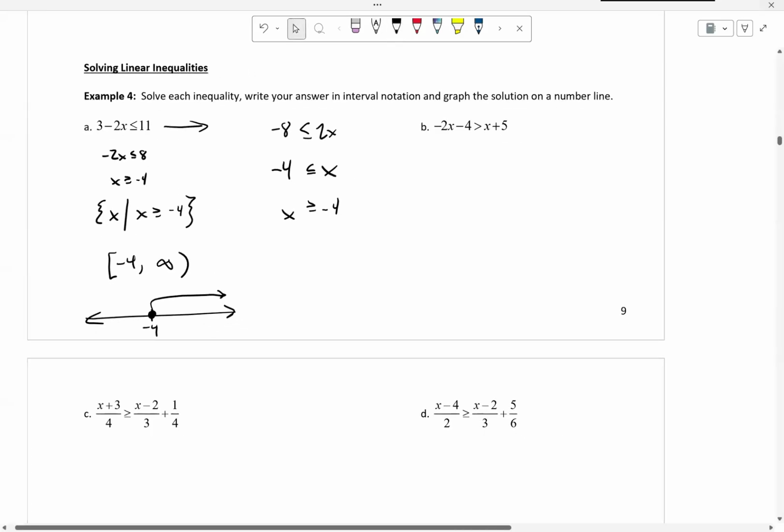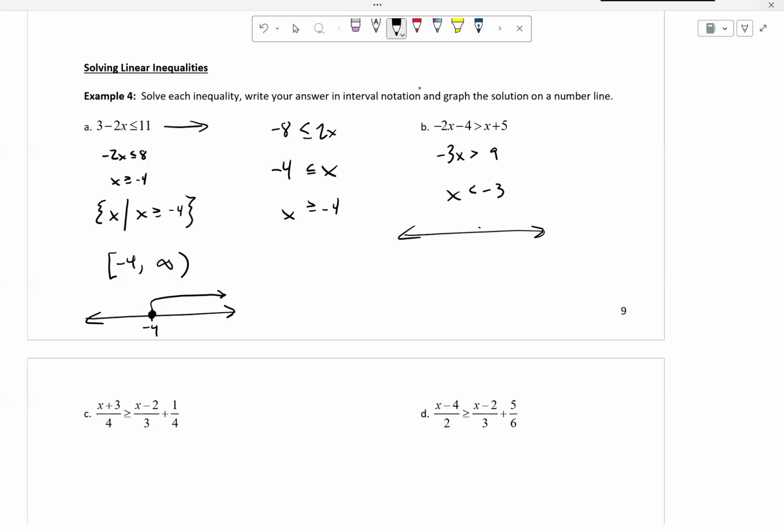So for B, Jake, help me out here, please. Subtract 4 from both sides? Why are you subtracting 4? Oh, add. You add 4 to both sides. Okay. And do what else? Subtract that. I see. Okay, so something like that. I like the 2 and 1. X is less than negative 3. Okay. Underline -3 with the open circle and go negative. Okay.